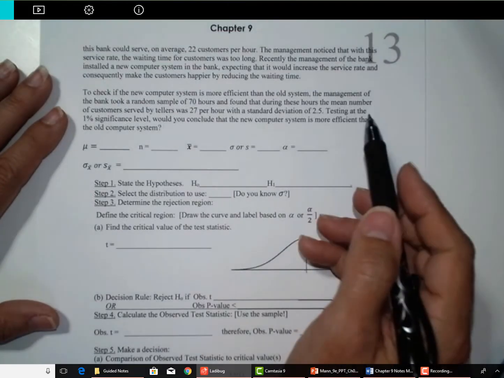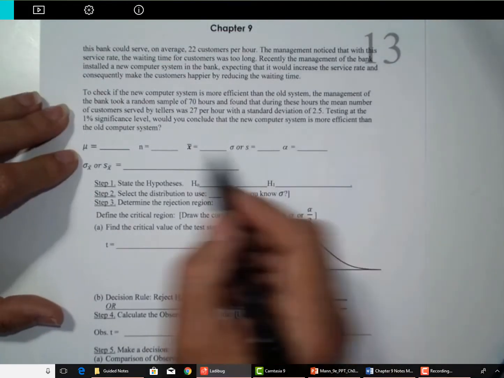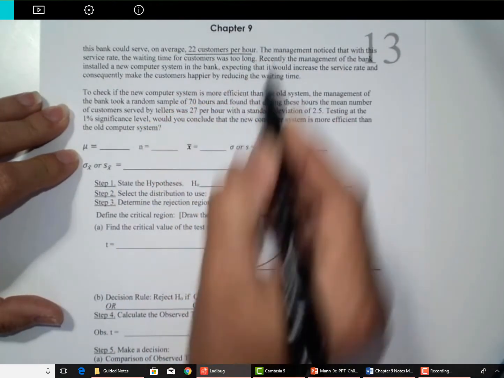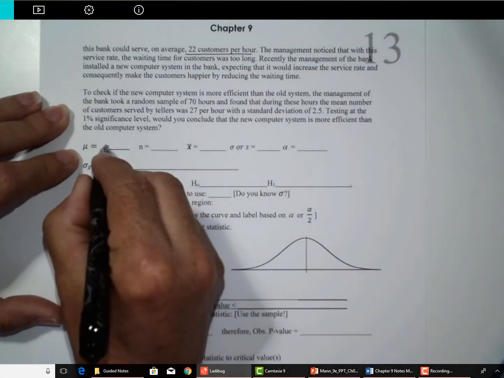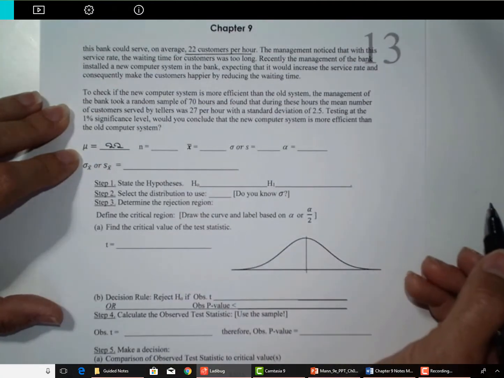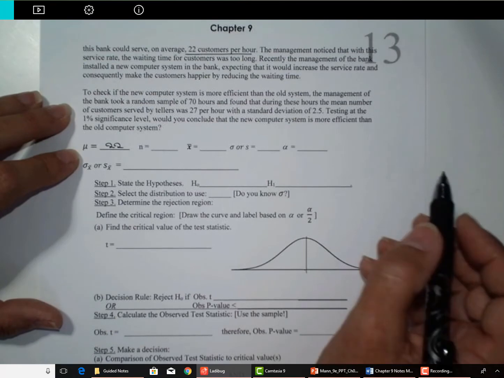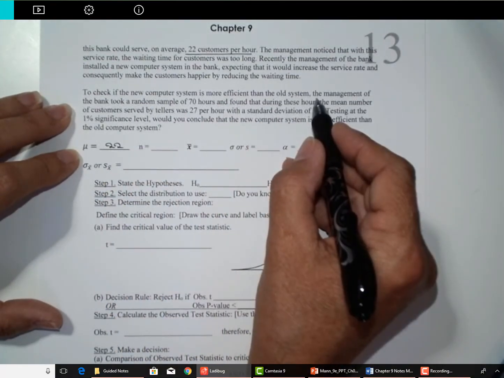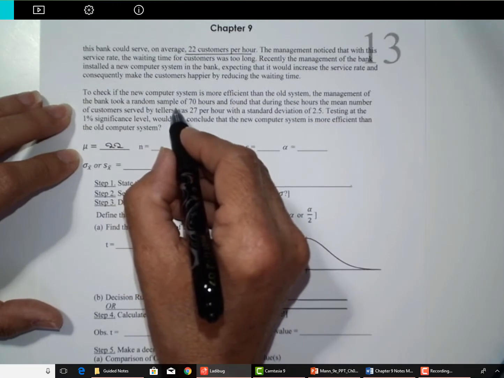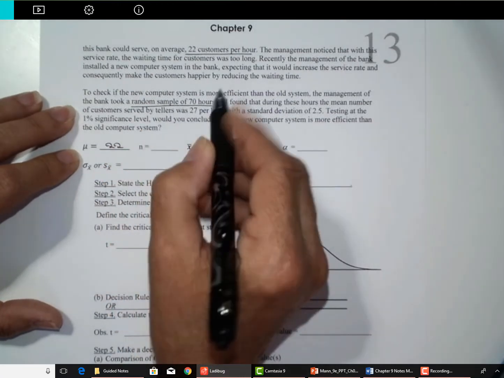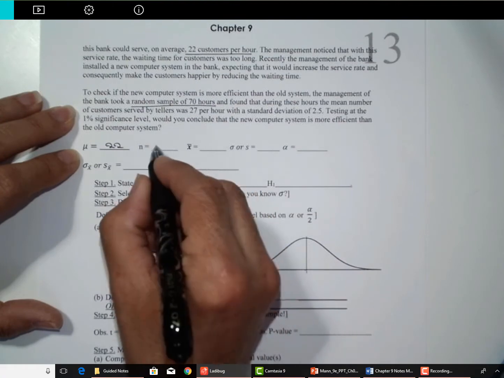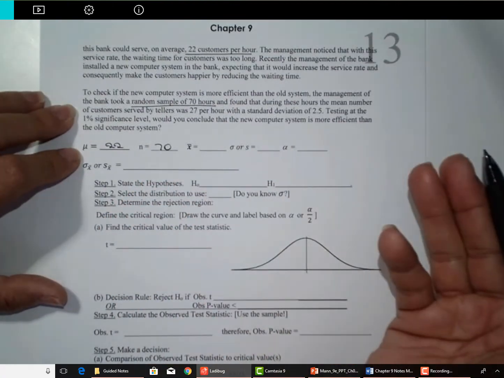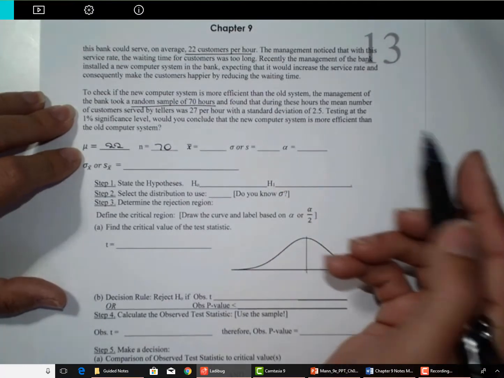So let's take a look at the information that we've got here. First, the old mean that the bank knew was that they served 22 customers per hour. So that's their old mean, their old average. And let's see what the sample size they took was. Considering the new computer system, they took a random sample of 70 different hours. So they took a sample of 70 hours of customers served per hour. That works for our sample size.